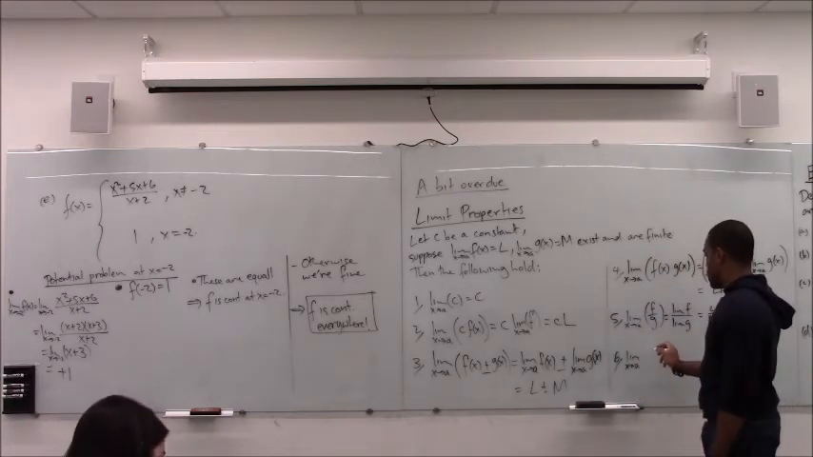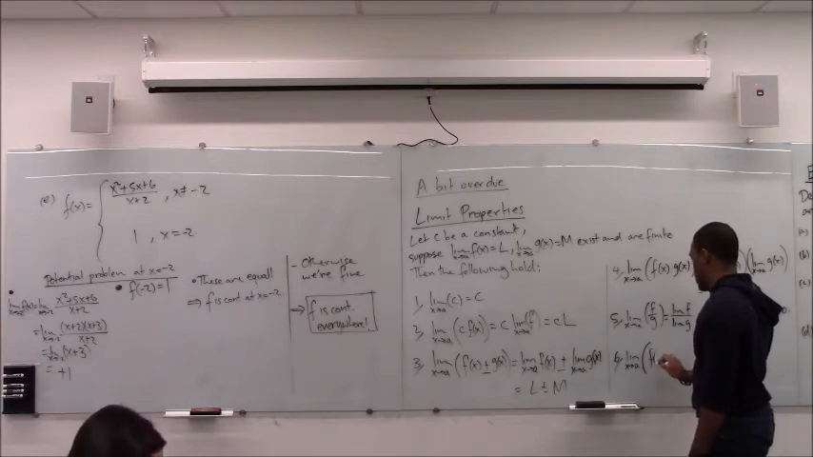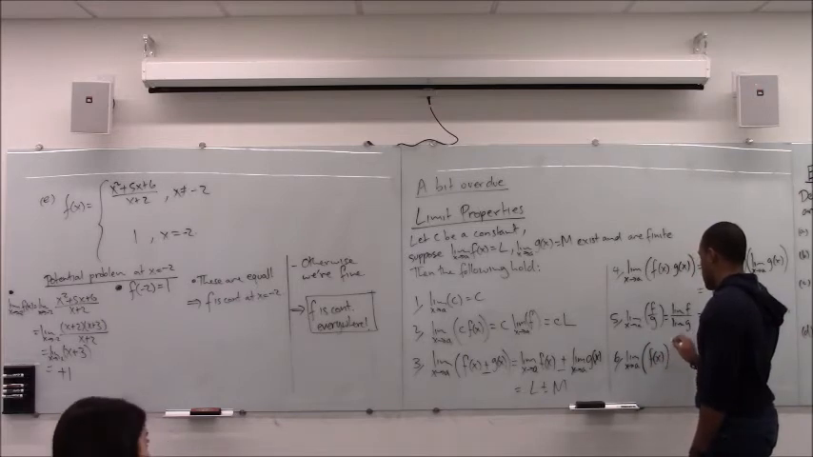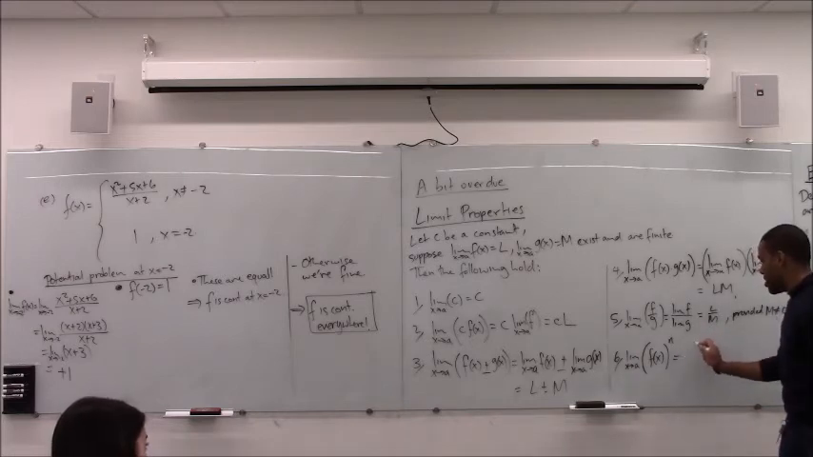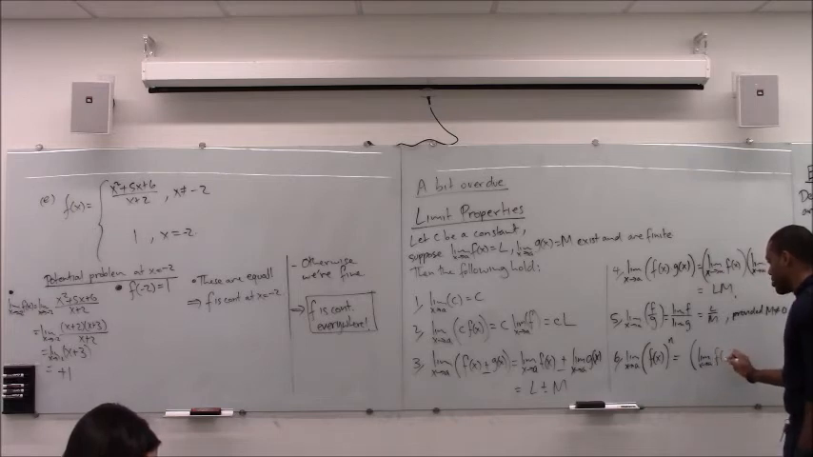Limits can pass through powers as well. So if you have a limit of something to a power, maybe the limit of something under a radical, for example, you can actually take the limit and move it inside the radical, compute the limit of the inside, and then take the radical of the answer.